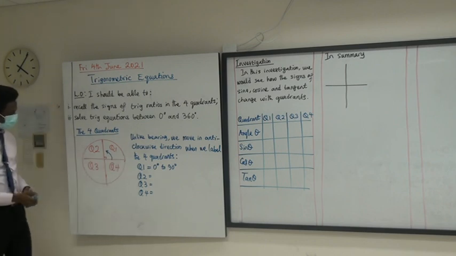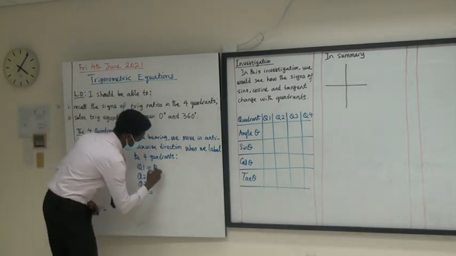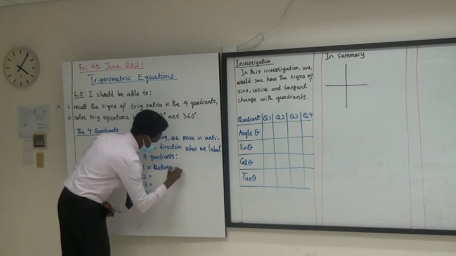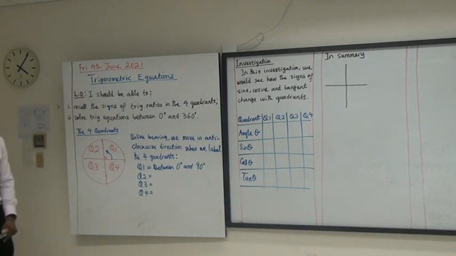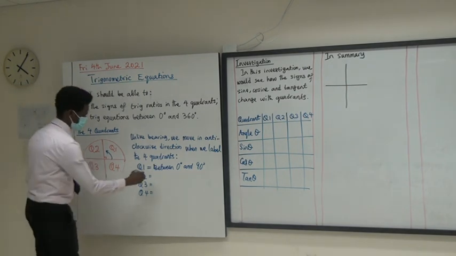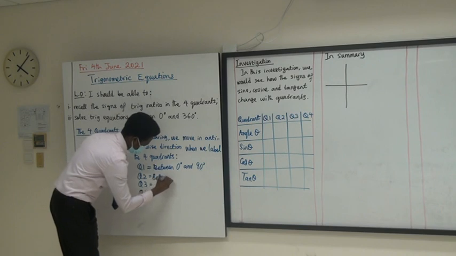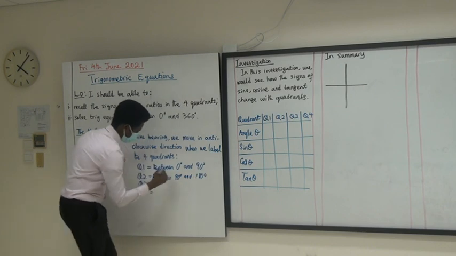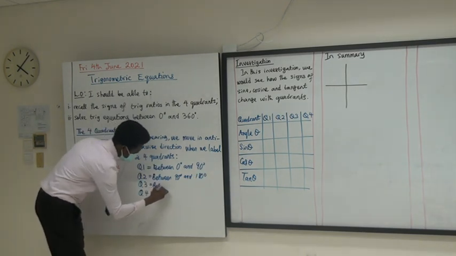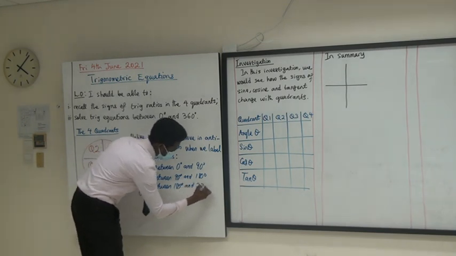Can you tell me Q1 is between what? Between 0 degrees and 90 degrees. What about Q2? Thomas, you said? Between 90 degrees and 180 degrees. Good. James, Q3? Between 180 and 270. Good. Miss Davids, Q4?